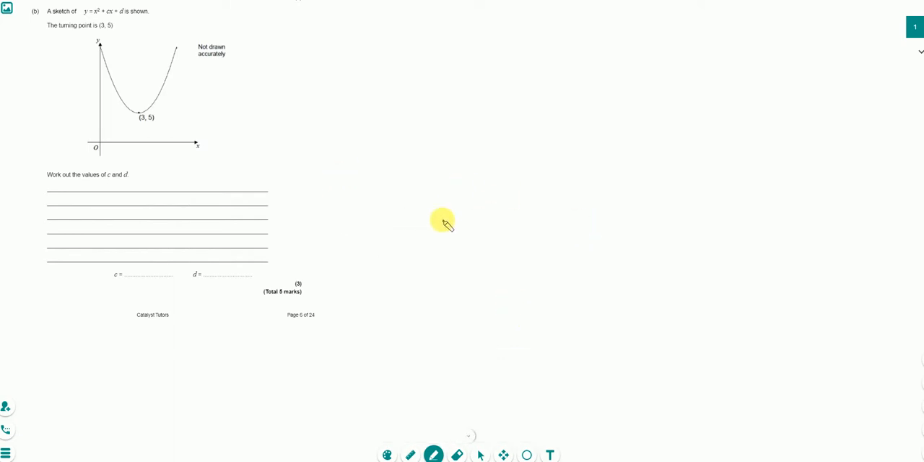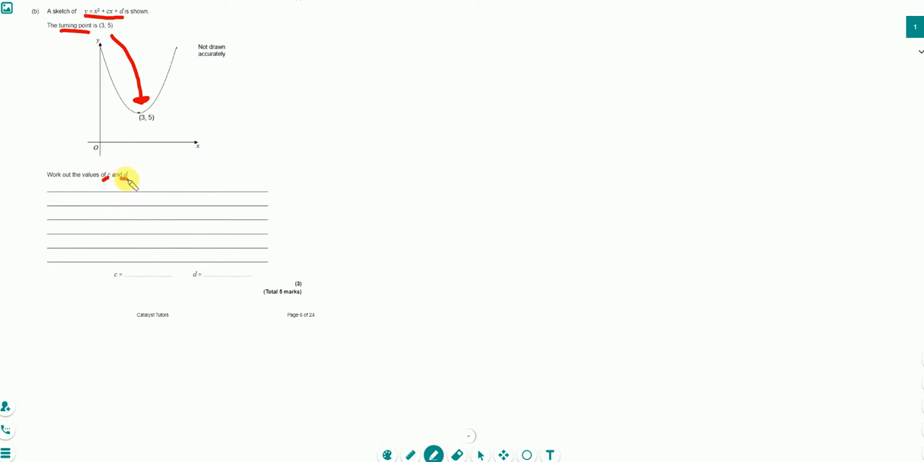Okay, so let's go back over here. Let's undo all that, and should we pick a nice colour? Let's pick red for the keywords. Okay, so a sketch of this thing here: y equals x squared plus cx plus d is shown. The turning point, and this is a key word, is (3, 5), and nicely they've also given it in the diagram. Work out the values of c and d.